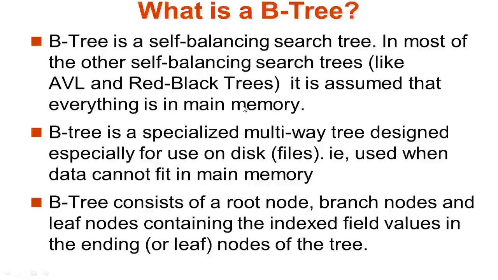Maybe you would have studied in what is a tree, right? There you have the root node and then the branches and then the leaf nodes. The same thing we follow here in the B tree. It consists of a root node, branch nodes, and leaf nodes containing the indexed field values in the ending nodes of the tree. Mostly we are going to discuss the key difference between B tree and B plus tree. And here the B tree will have the index values in the ending nodes, or the leaf nodes, of the tree.